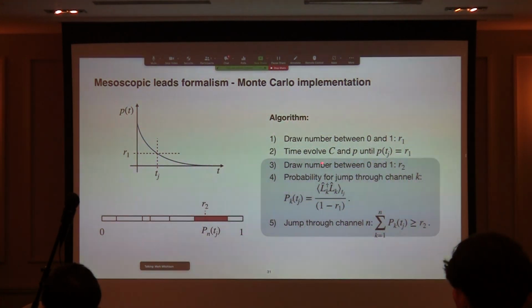Then you draw a second random number, again between 0 and 1, and you compute the probability for a jump to occur through a given channel. So that's given by this expression, and you evaluate that at the time that you want the jump to occur at. Then you sum up all of these probabilities until you hit the second random number that you've chosen, and then you update the state according to the jump equations that I've shown before. So that's expressed here.